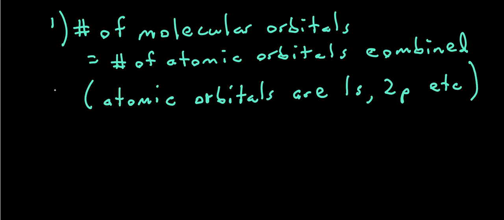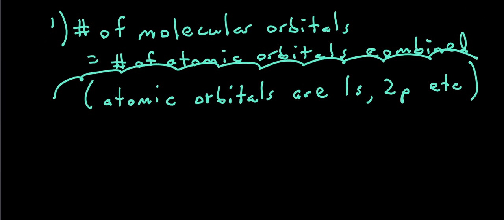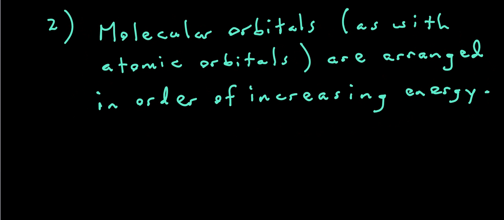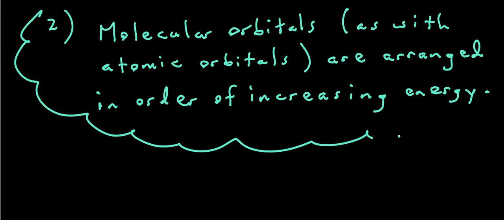Now, when we refer to atomic orbitals, that's when we have things such as our 1s, 2s, 2p, etc. Those are all atomic orbitals. Our second point for molecular orbitals is that molecular orbitals, as with atomic orbitals, are arranged in order of increasing energy, lowest energy to highest energy.